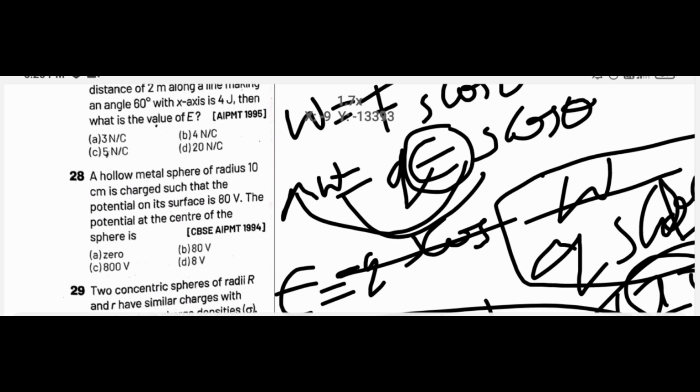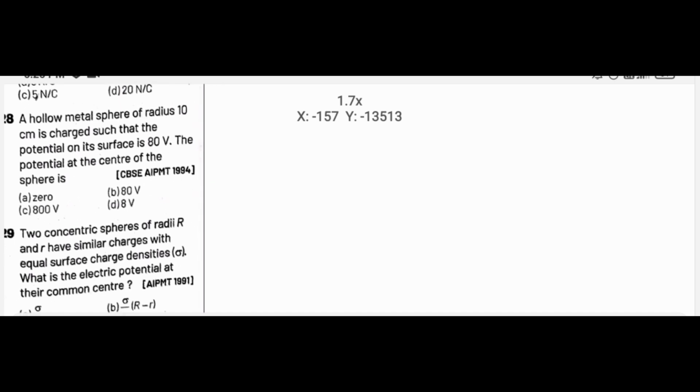So the answer will be option D. Okay, moving on to the next question, that is the 28th one. A hollow metal sphere of radius 10 cm is charged such that the potential on its surface is 80 volt. It is charged to become 80 volt.